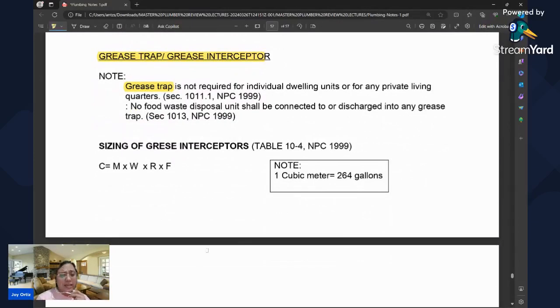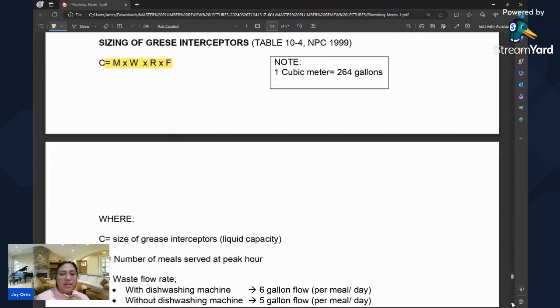So, for the sizing of the grease interceptor, we have here C is equals to M times W times R times F. Ito yung mga formula. Isa sa mga gagawin natin, kailangan natin sauluhin yung mga formula. So, we have the CMWRF. CMW, C is equals to M times W times R times F.